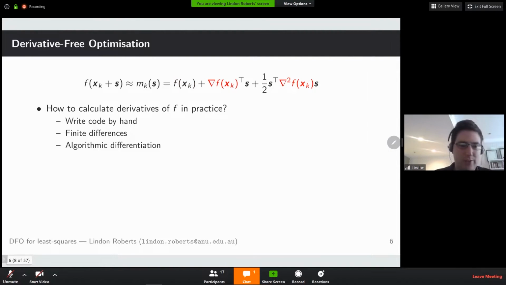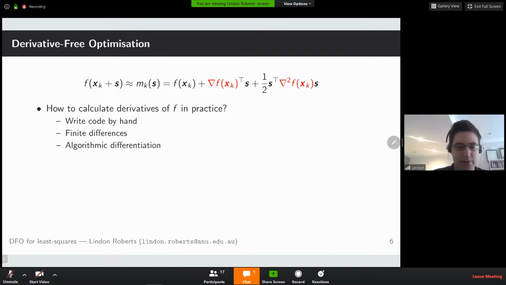Well, that's fairly straightforward to do. If you know what f is, you know the analytic expression of it, you can just differentiate it yourself and write a piece of code that evaluates that derivative. If you don't, or you're lazy, you could do something like finite differencing, and just perturb the points and numerically approximate your first and second derivatives. Or you could even do things like algorithmic differentiation.